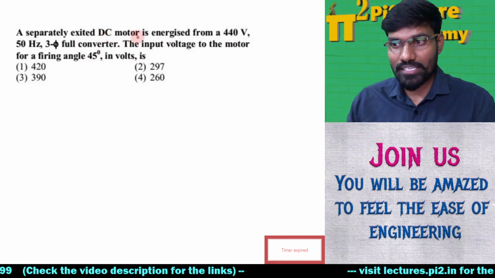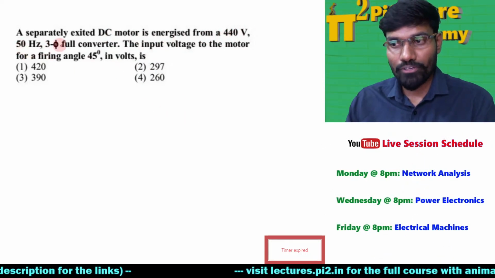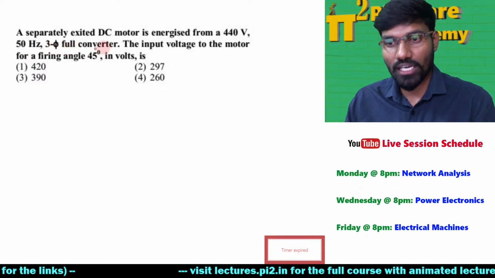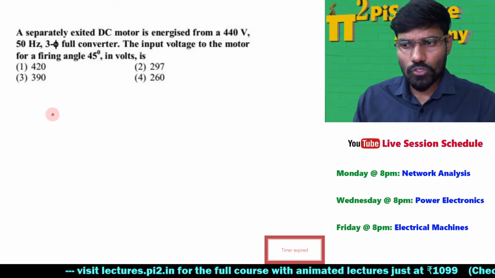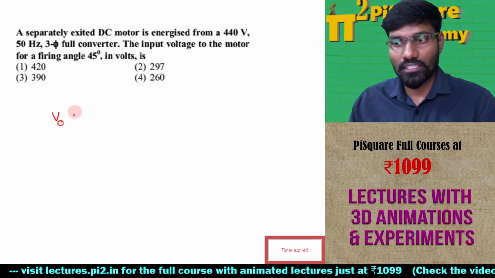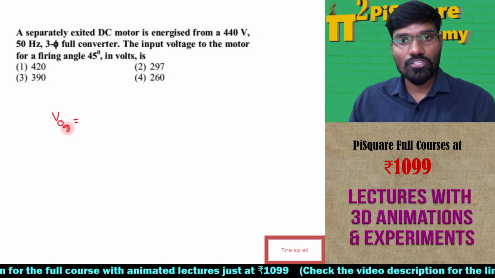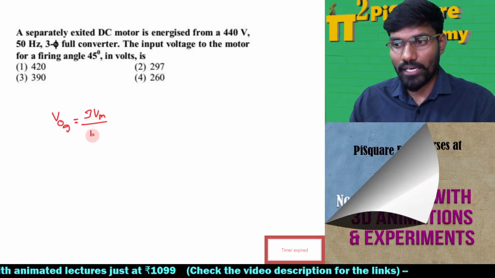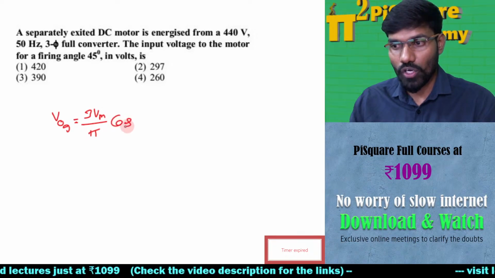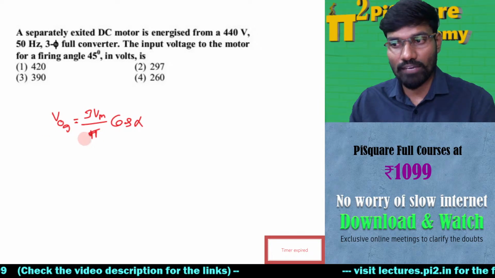A separately excited DC motor is energized from a 440 volts 50 Hertz 3-phase full converter. It's a 3-phase full converter, which means an AC to DC converter. What's the formula for the average value? 3 Vm by pi into cos alpha. That is the V0 average formula.